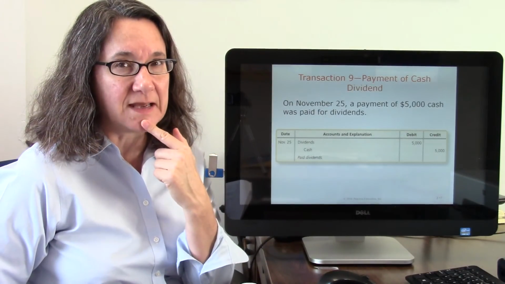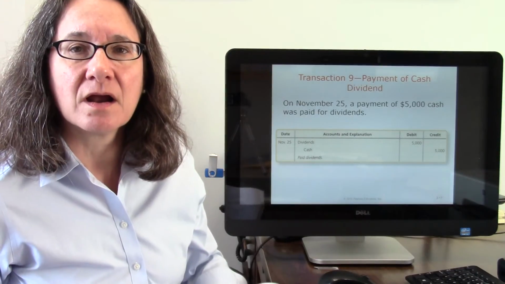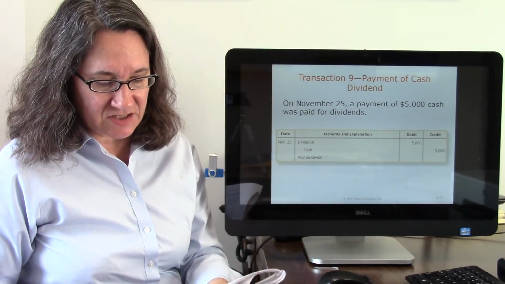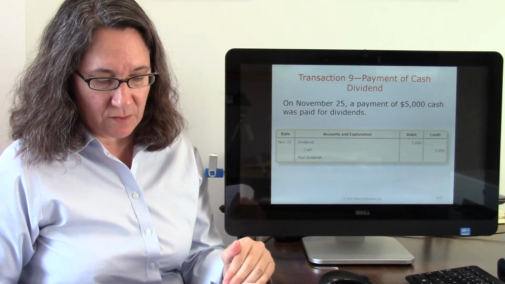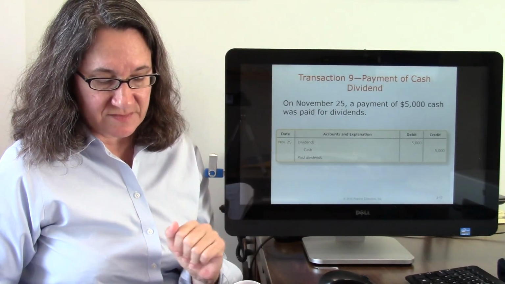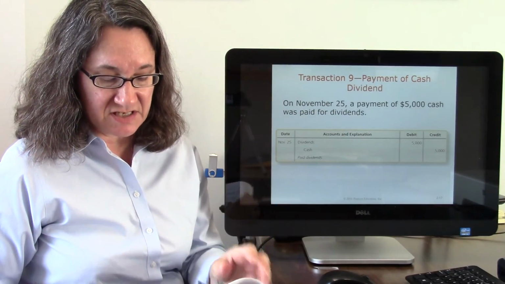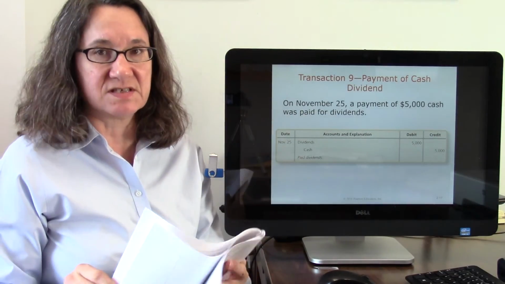I go, is there any cash? What's happening there? Well, if there's any cash going, it's going out in this case. So dividends and cash. Dividends are increased with a debit and decrease equity. Cash is decreased to pay the dividend to the stockholder.